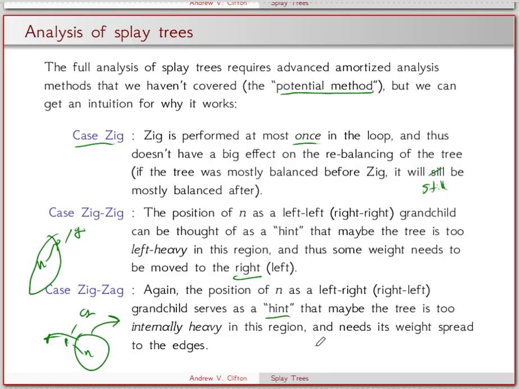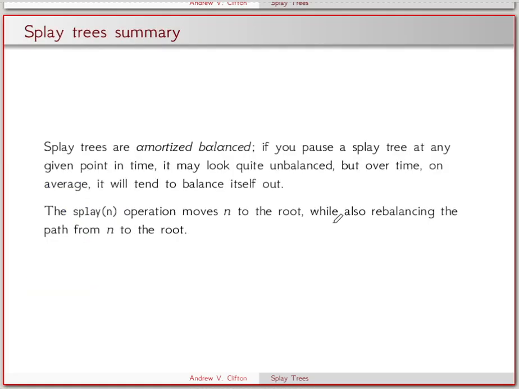So the different cases are like, the tree looks like this, so maybe we'll do a manipulation that will fix that. It might not be the right manipulation every single time, but on average over time it tends to work out. So to sum it all up, our Splay trees are amortized balanced. If you just look at a snapshot, you'll say that tree's not balanced. But if you look at it over time, on average, it tends to balance out. And the key is this splay operation that moves N to the root while rebalancing the path from N to the root.